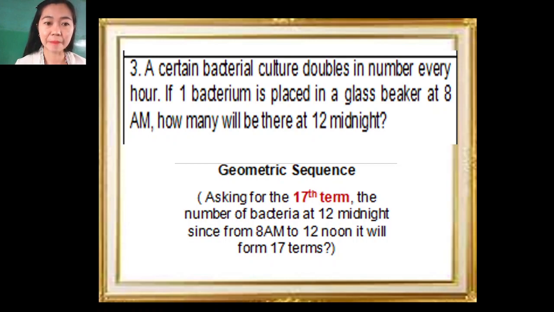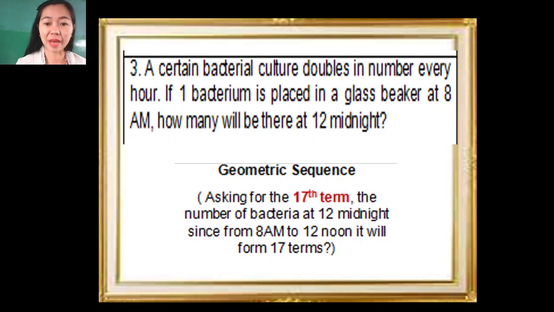So, at 9 a.m., it will become 2. Then, 10 a.m., the bacteria will be 4. 11 a.m., the bacteria will be 8. So it is multiplied by 2. And the sequence form will be 1, 2, 4, 8, and so on. So you just multiply it by 2. Multiplying by 2, meaning we have a common ratio. Common ratio is a constant number that is multiplied to the term of the geometric sequence. So there is a common ratio, and the common ratio is 2. Again, the keyword is double, means you multiply it by 2. So this is a geometric sequence.